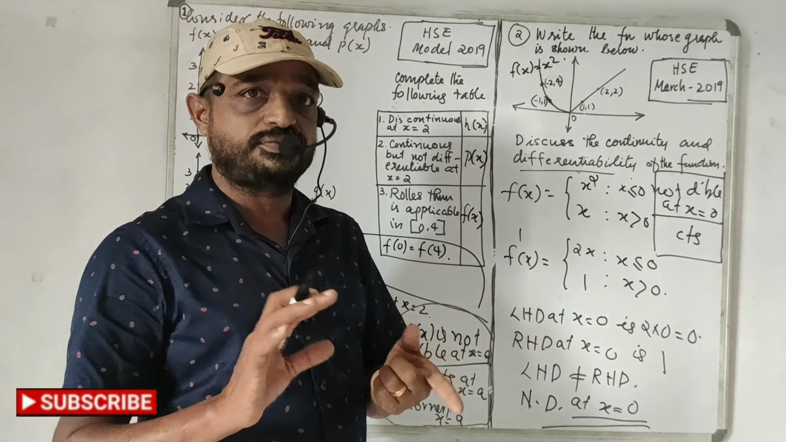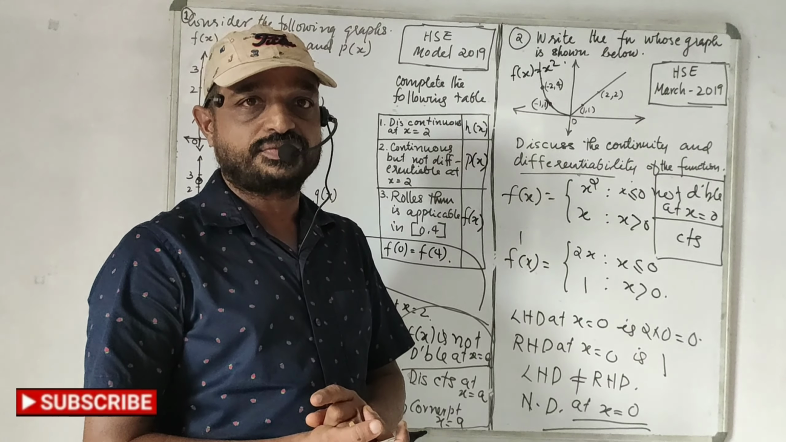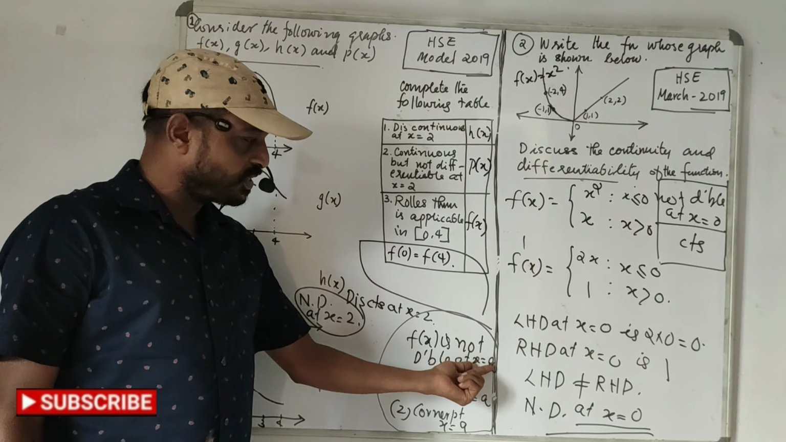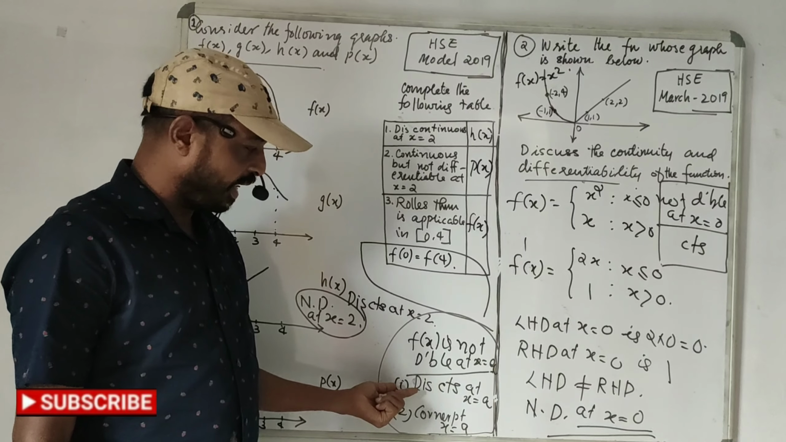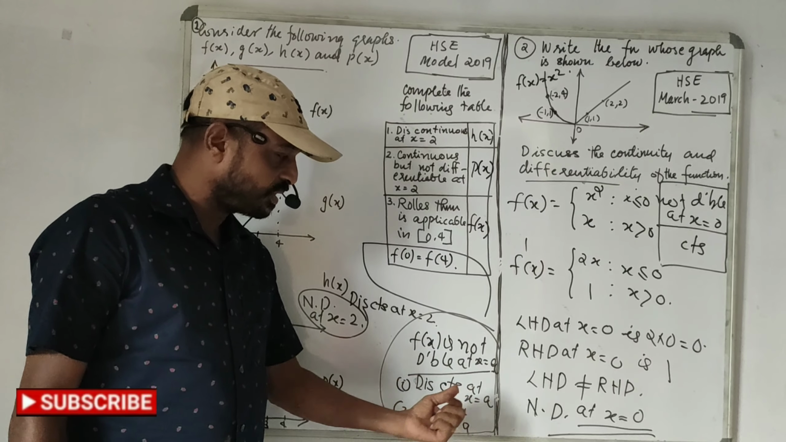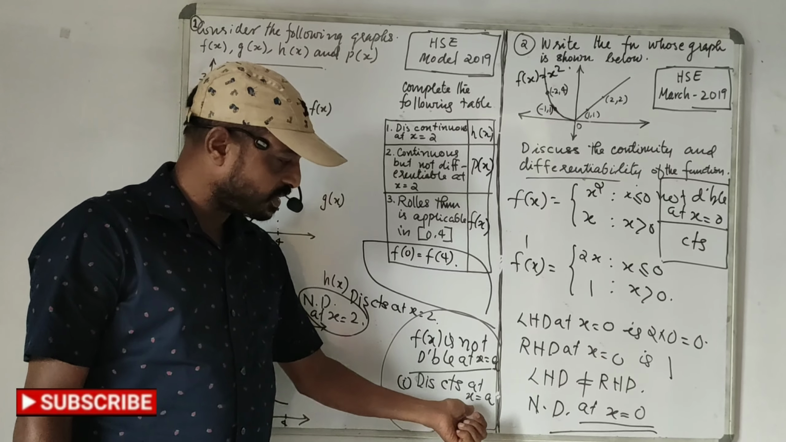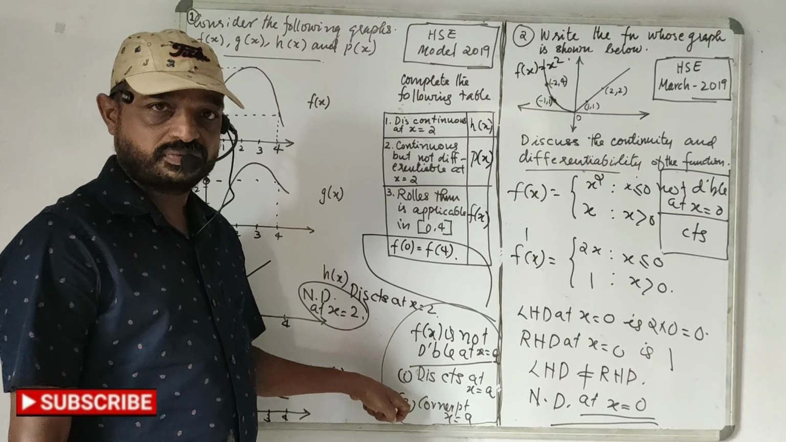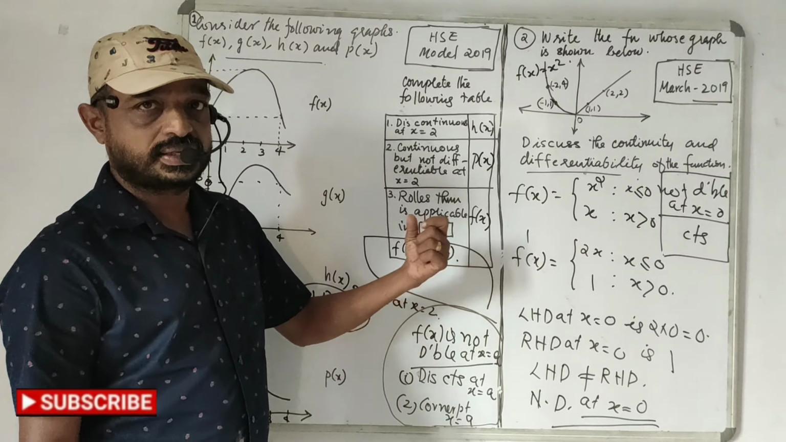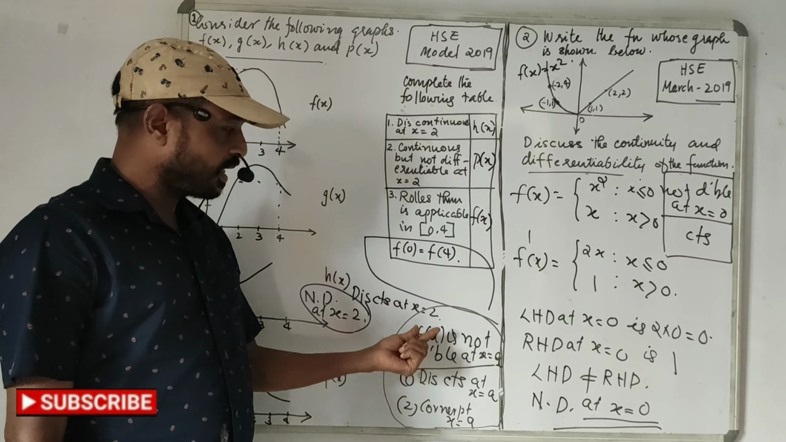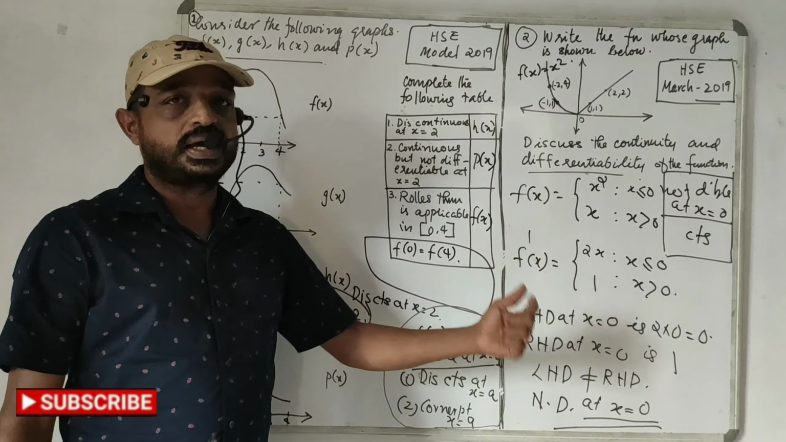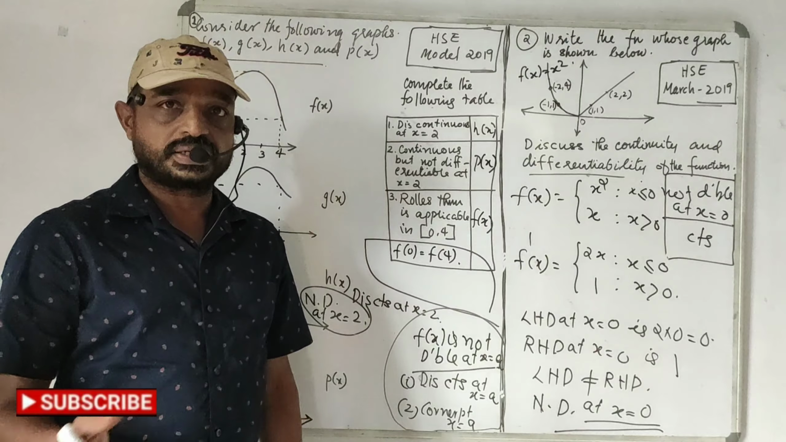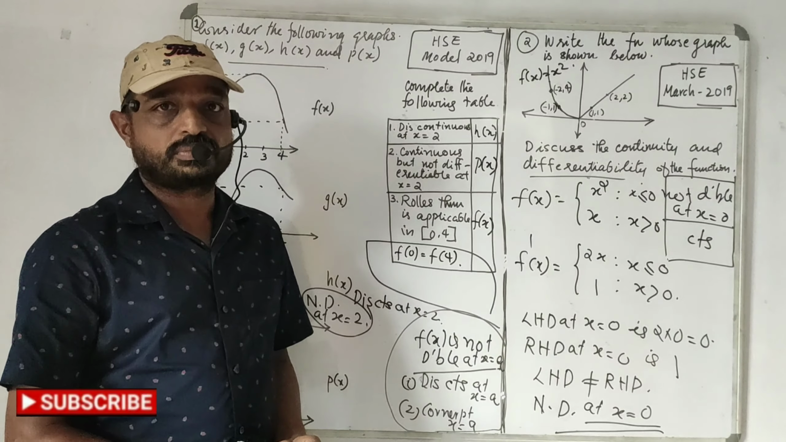So how will you check the differentiability of a function using the graph? f of x is not differentiable at the point x equals a if f of x is discontinuous at x equal to a, or f of x has a corner point at x equal to a, or one more thing, f of x has a vertical tangent at x equal to a. In all these cases, f of x will not be differentiable at x equal to a. So I think these two problems are quite clear to you. Let us move to the next problem.